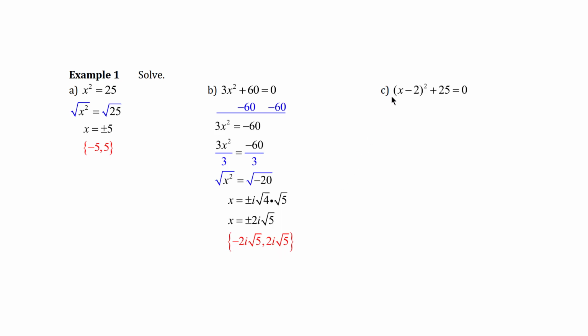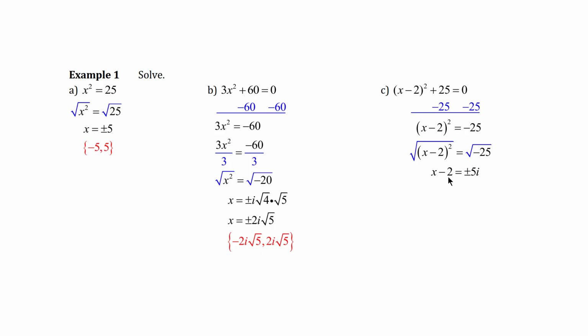For part C, we have parentheses x minus 2 squared plus 25 equals 0. In order to solve for x, we first need to get rid of the 25 by subtracting 25 from both sides of the equation. The result is parentheses x minus 2 squared equals negative 25. The next step here is using the square root property to get rid of the square. Taking the square root of parentheses x minus 2 squared cancels out the square, and then we have x minus 2. Taking the square root of negative 25, we could simplify this to plus minus 5i. The result is x minus 2 equals plus minus 5i.